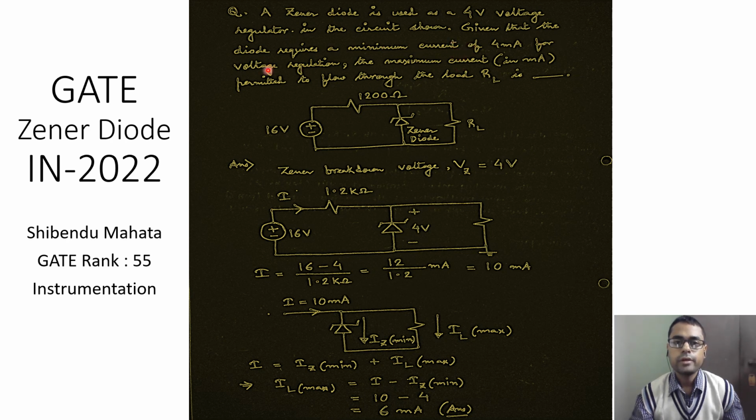Given that the diode requires a minimum current of 4 milliampere for voltage regulation, the maximum current in milliampere permitted to flow through the load RL is dash. And this is the corresponding circuit.